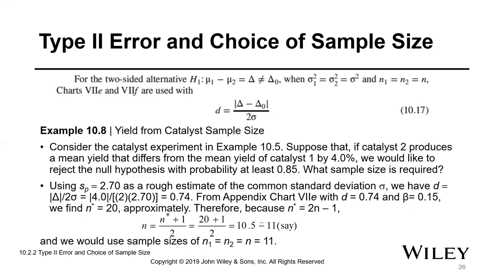We have the pooled standard deviation of 2.7 as an estimate for the common standard deviation, right there. And we have a D of delta divided by 2 standard deviations, so 4, which is the 4%, divided by 2 times 2.7, or 0.74. We go right up to the chart, D of 0.74, beta of 0.15, which is 1 minus your probability. And we find a sample size of 20. Therefore, because the degrees of freedom is 2n minus 1, we end up with 11, because we have to round.